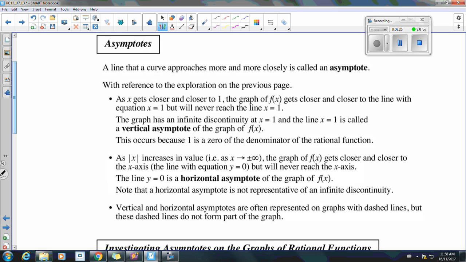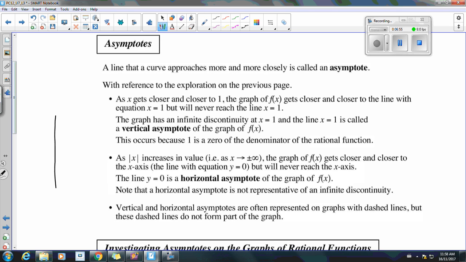Vertical and horizontal asymptotes are often represented on graphs with dashed lines, but these dashed lines do not form part of the graph. These are like invisible lines that sometimes we sketch in, we like to give the equations of, but they are not part of the graphs. Another thing to remember is that it is possible for a graph to touch or cross the asymptote. It'll never be the asymptote, but it can cross it.